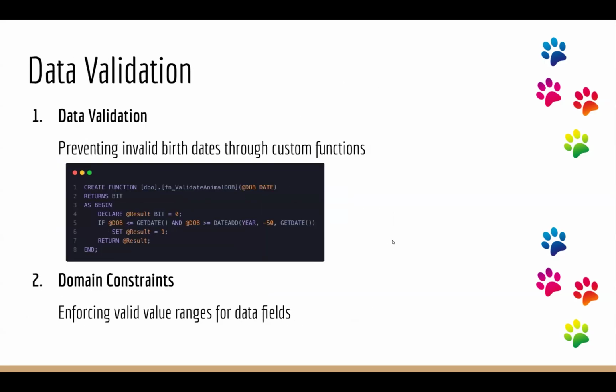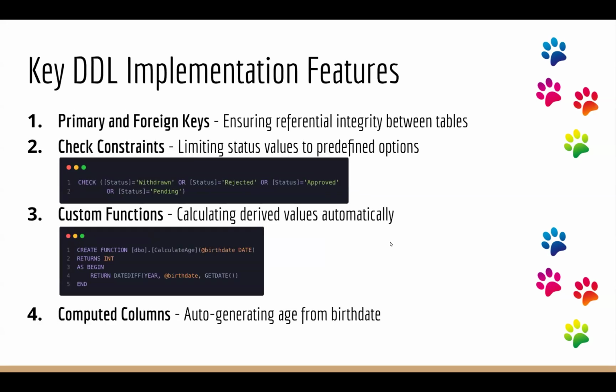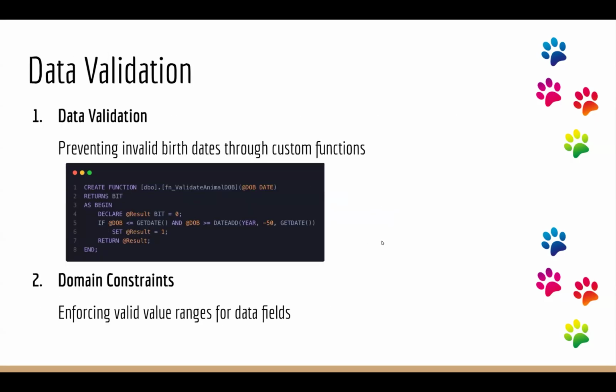Oh, back to the previous slide, please. Okay, and then third, we implemented a custom validation function, like the function validate animal DOB, to ensure data quality. Okay, next page, please. And then, oh sorry, give me a moment. Okay, so I think we can go to the next page.